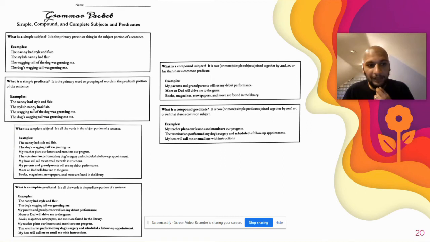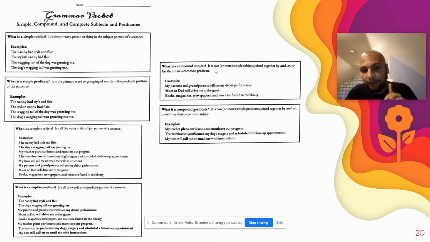And a simple predicate, that's just the one verb. So the nanny had. The stylish nanny had. And she could have style and flair or just flair. Either way, had is the predicate, just the verb and the action.